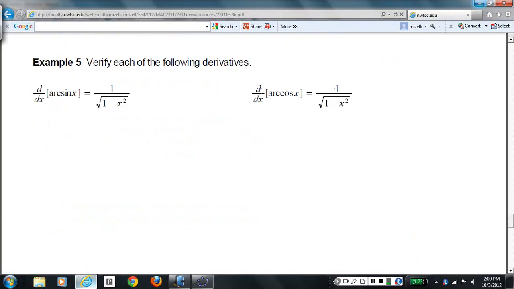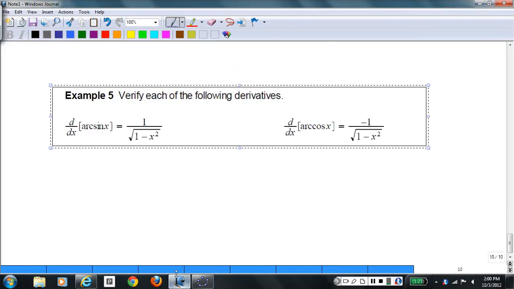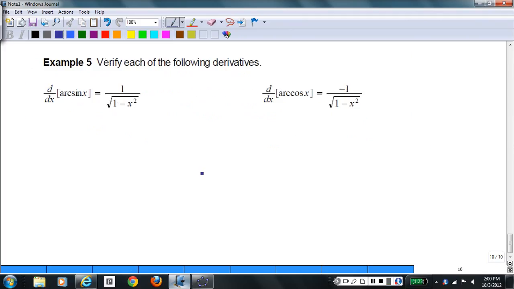d dx of arc sine of x, also known as sine to the -1 of x. How did your trig book define these? Arc sine or sine to the -1 of x? Sine -1 of x. Would it be more comfortable if I did that? I'm reasonably flexible when it comes to such things. Let's see. d dx of sine to the -1 x.